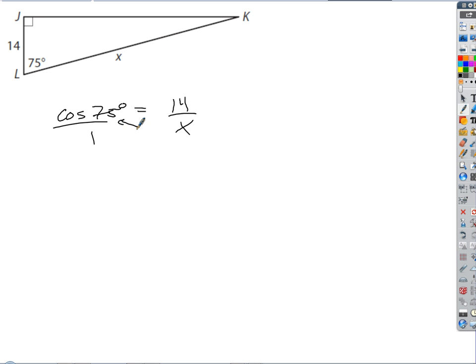Okay, in one step, remember, I can exchange diagonally, right? Same thing as cross multiplying and dividing by the cosine. Everybody agree I'm going to get x equals 14 divided by cosine 75 that time? Once again, just a calculator number. Okay, make sense?